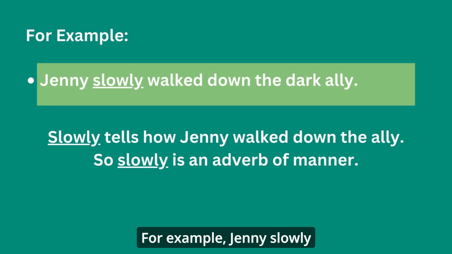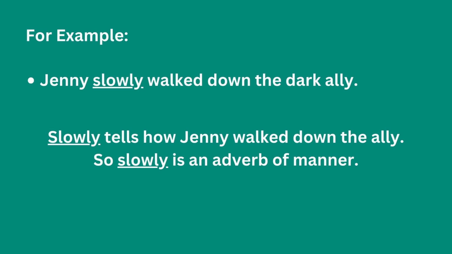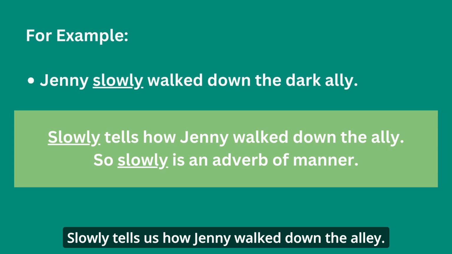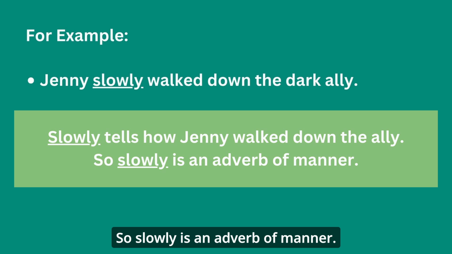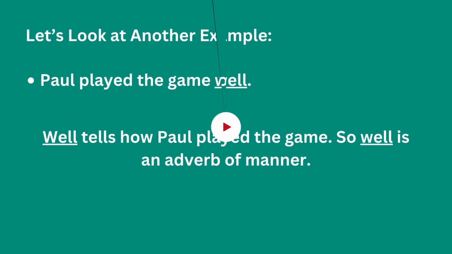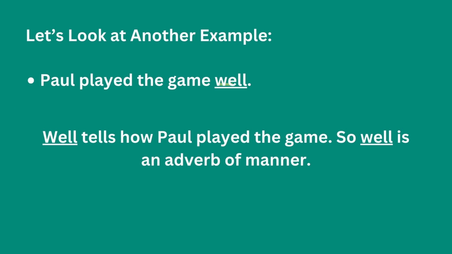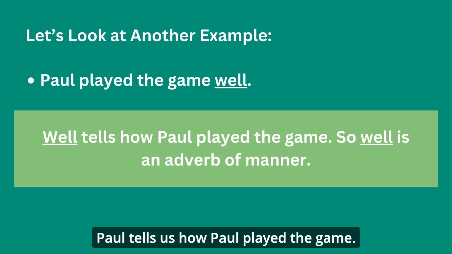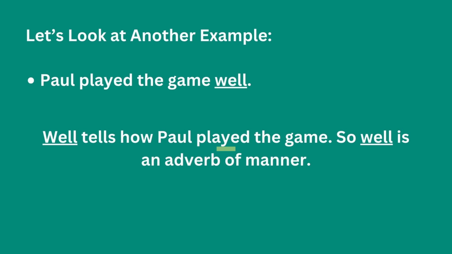For example, Jenny slowly walked down the dark alley. Slowly tells us how Jenny walked down the alley. So slowly is an adverb of manner. Let's look at another example. Paul played the game well. Well tells us how Paul played the game. So well is an adverb of manner.